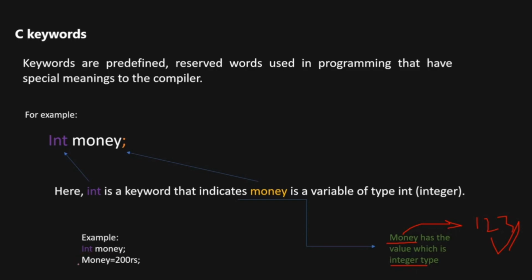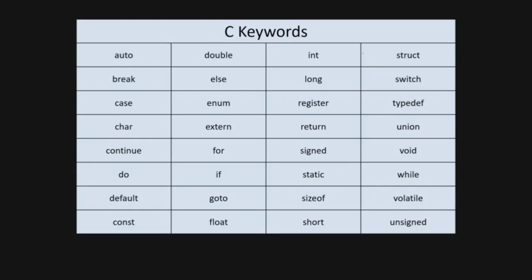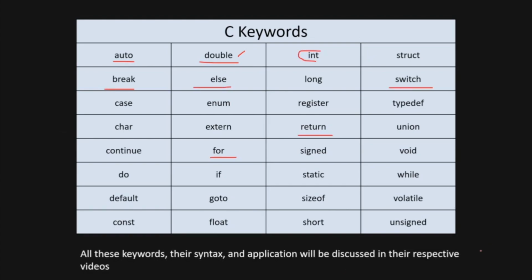Here you can see money is equal to 200 rs. Now this is false. Here rs is characters, so we cannot use this kind of value for an integer type variable. We have defined money as an integer type. Here I have mentioned a table that has some of these C keywords like auto, double, int, and struct, break, else. All these keywords, their syntax and application will be discussed in the respective videos.